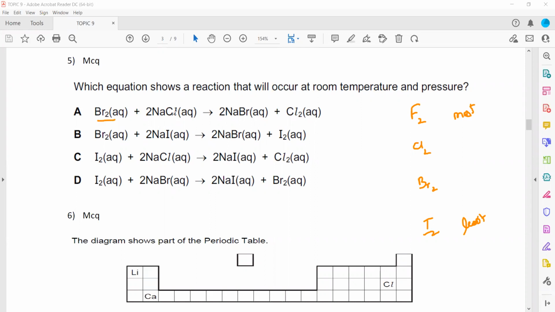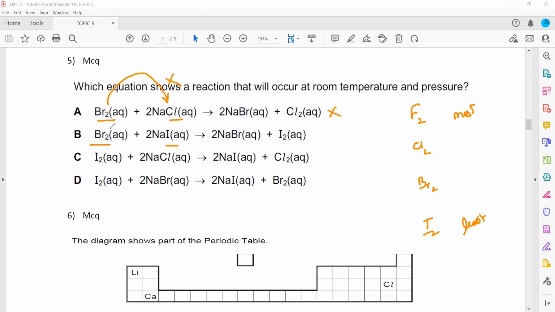When we check bromine with chlorine, bromine is below chlorine, so bromine cannot displace chlorine. There will be no reaction. So this cannot be an answer. Bromine with iodine. So we have bromine. Bromine is more reactive.